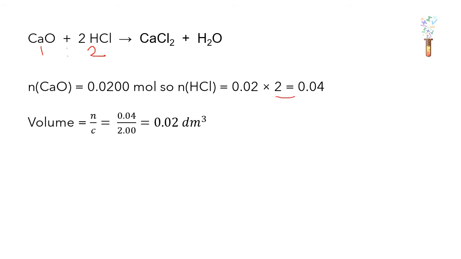And then volume is moles over concentration, so we take those moles and we divide by the concentration, but notice that that's in decimeters cubed, so this won't score a mark on its own because the question asked for it in centimeters cubed. So we need to times by 1,000, and we've got 20 centimeters cubed. So there's just 2 marks for that, 1 for this number of moles and 1 for this volume.